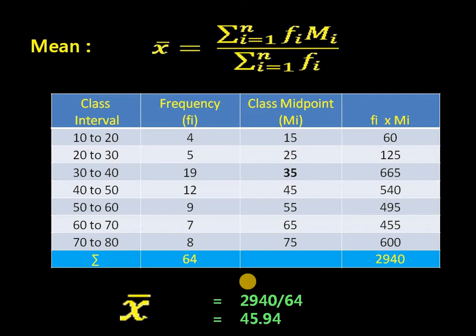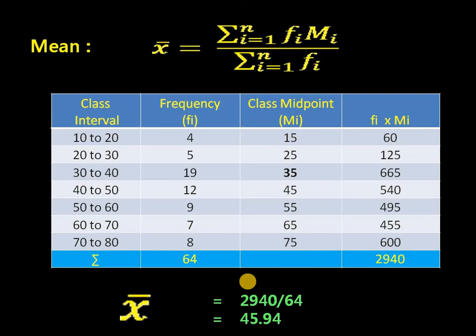A mean of grouped data. Consider grouped data wherein we have class intervals prepared in steps of 10. So for 10 to 20 we have 4 observations, 20 to 30 we have 5, 30 to 40 we have 19, 40 to 50 we have 12, and likewise we have a total of 64 observations.